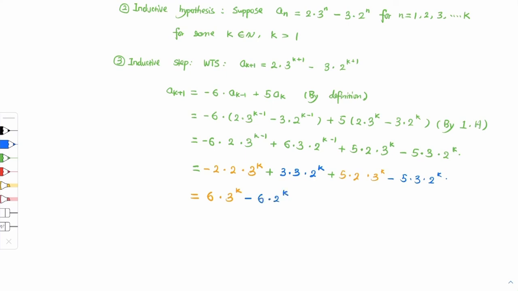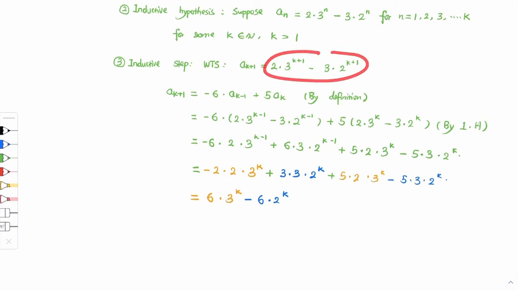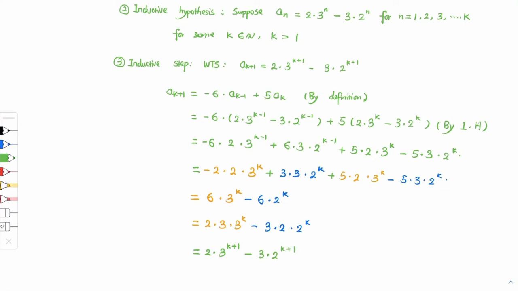We are not done yet. We want this, remember? So we want 3 to the k plus 1 and 2 to the k plus 1. That's going to give you, again, 6 can be written as 2 times 3. So 2 times 3 times 3 to the k minus 3 times 2 times 2 to the k. Those two and those two can be combined together. So eventually you get 2 times 3 to the k plus 1 minus 3 times 2 to the k plus 1. Okay, so that's exactly what you need.